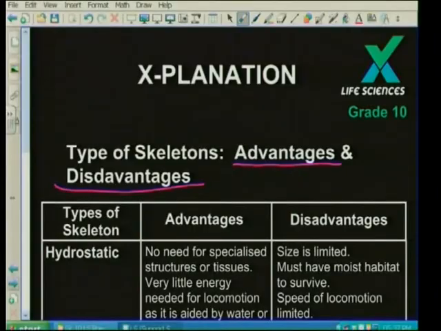For the hydrostatic skeleton, we looked at the earthworm and hydra as examples. The amoeba too is another example of a hydrostatic skeleton. We can move then to the exoskeleton, where we looked at most of the arthropods that we know have exoskeletons. The types of skeletons and the advantages and disadvantages we need to discuss.